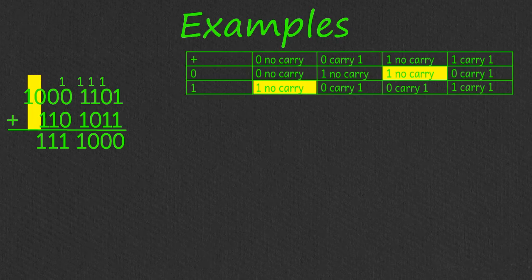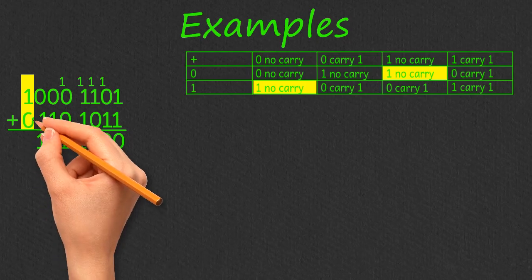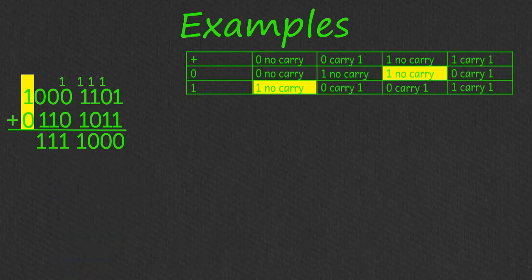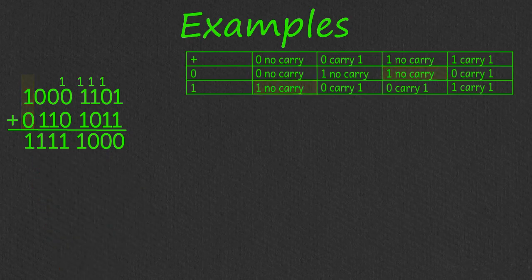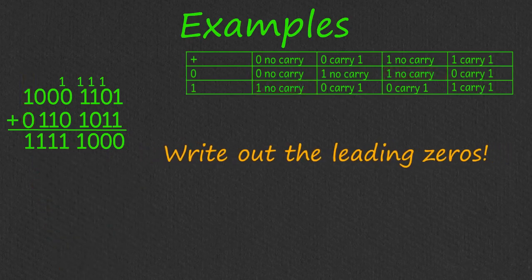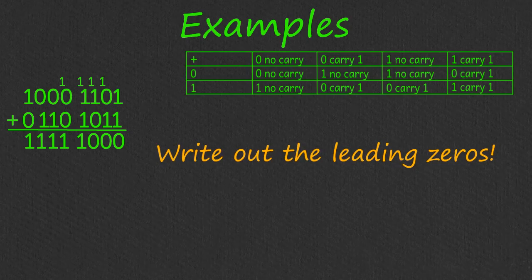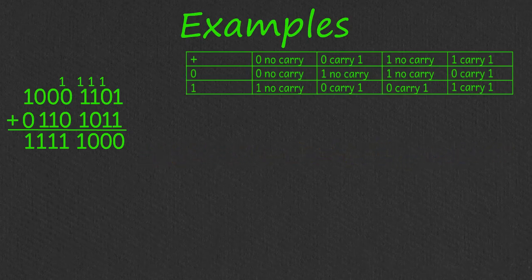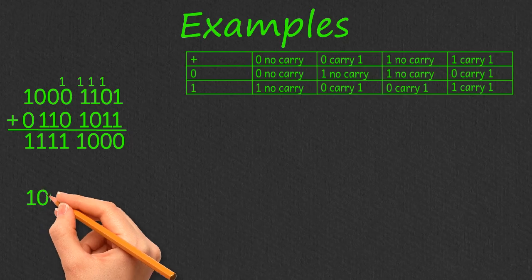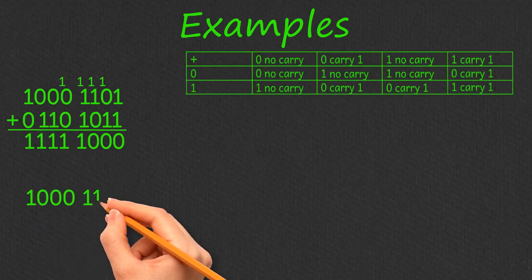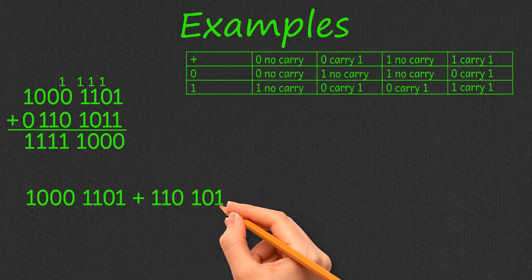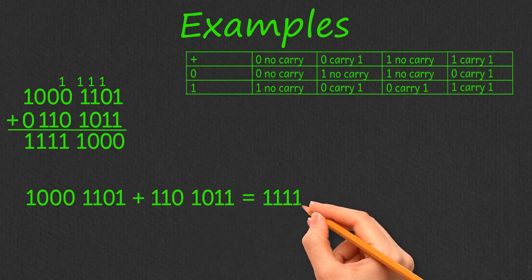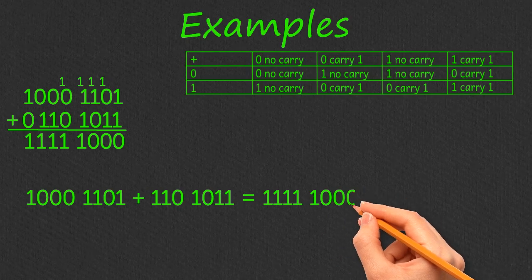Now we reach the leftmost place value. There is only a digit 1 here, so we can add the leading 0 to the bottom number and there is no carry. The result will be 1, no carry, and we are done. Remember, if you want to use the table, you should always write out the leading zeros so you can identify the correct additions. The result of adding together 1, 0, 0, 0, 1, 1, 0, 1 and 1, 1, 0, 1, 0, 1, 1 is 1, 1, 1, 1, 1, 0, 0, 0.